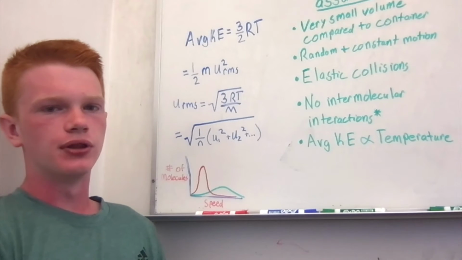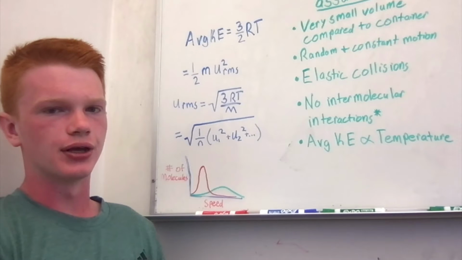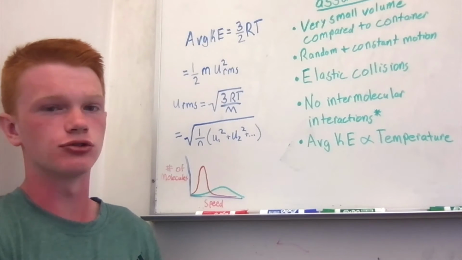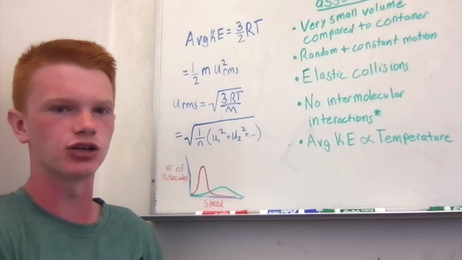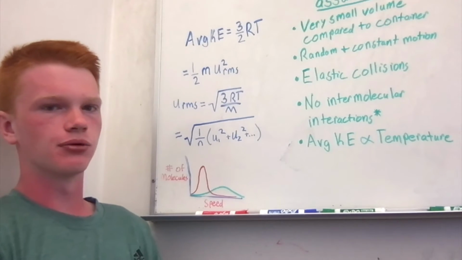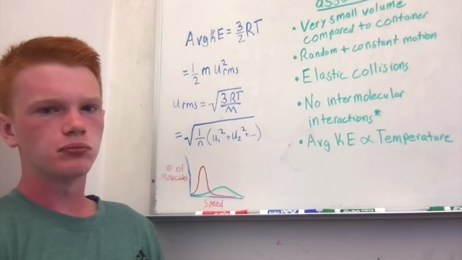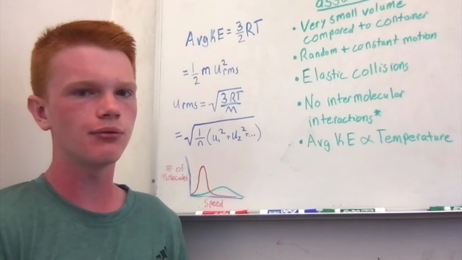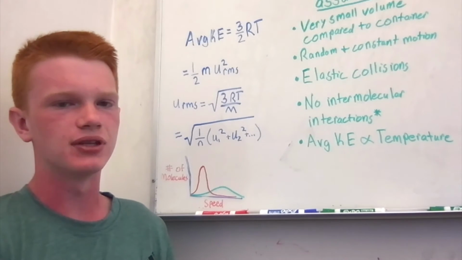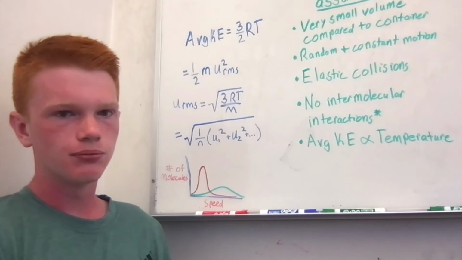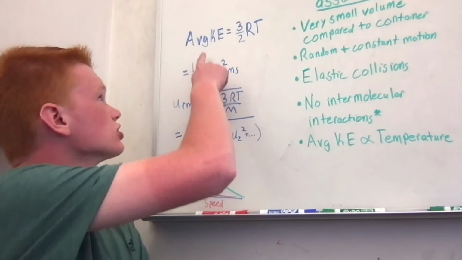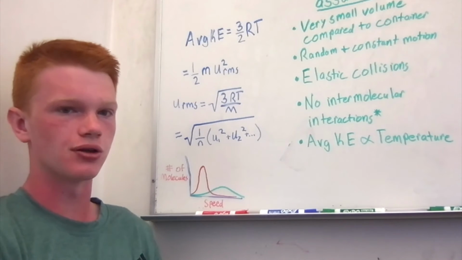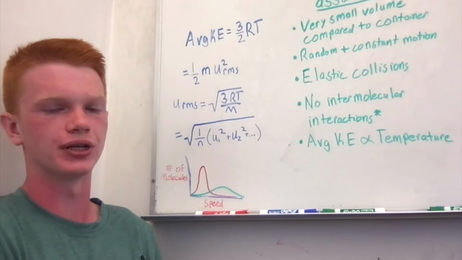So now that we know the assumptions and the properties associated with kinetic molecular theory, we can start to apply it to equations and actual numbers in math. So remember that in a massive gas, all of the molecules of gas don't have the same kinetic energy. But the average kinetic energy of a massive gas is equal to 3/2 times R, which is a constant, times T, which is the temperature in Kelvin.